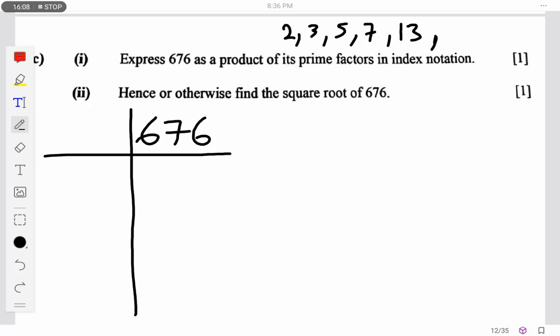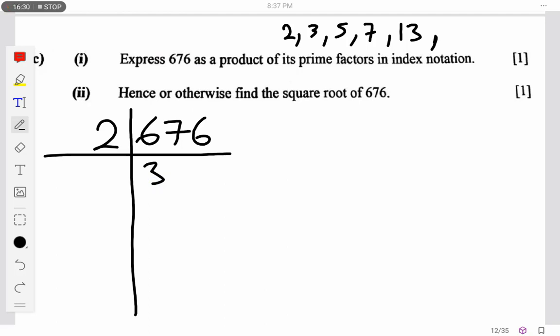So you find out for this case, I've got a 6 there at the end. So it means I can have 2 dividing that 676, because I know any number 12, 16, 26, 36 will be divided by a 2. So 2 into this, I'm going to get 3 here.